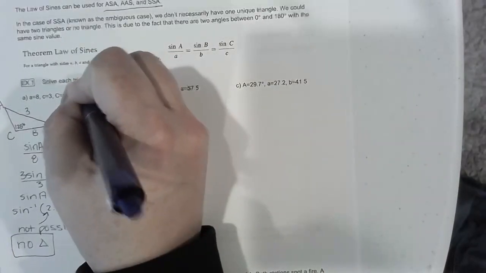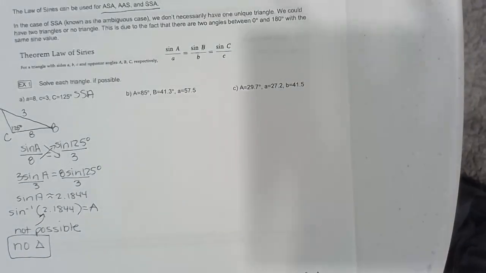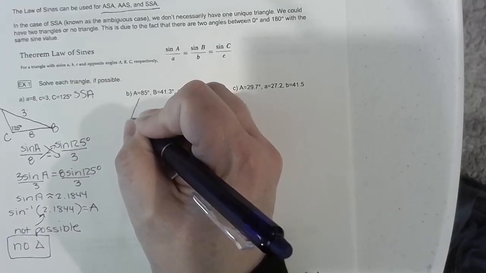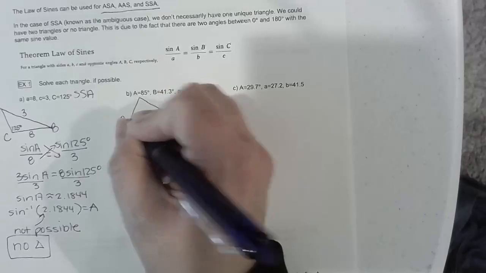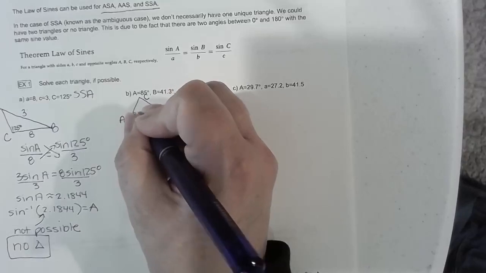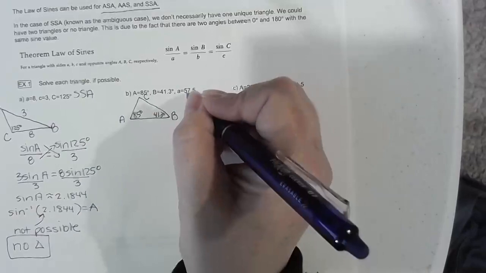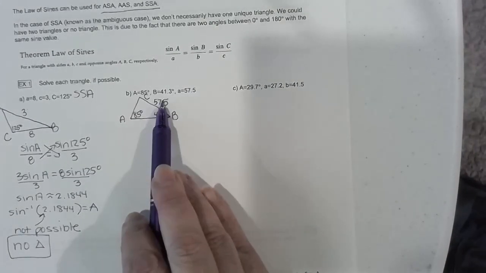So this was a side-side angle. B, I've got two angles, so I know it's definitely not a side-side angle. So let's say A is 85 degrees. So we'll make this A, we'll make this B, we'll make this C. Again, they don't have to be drawn to scale. So 85, 41.3. And then side A would be the one over here, 57.5.